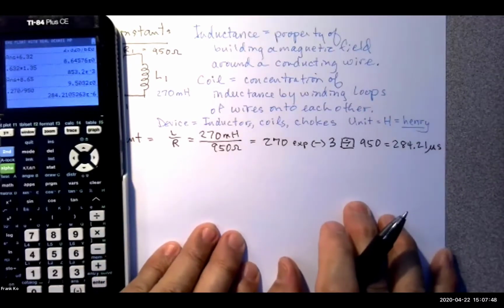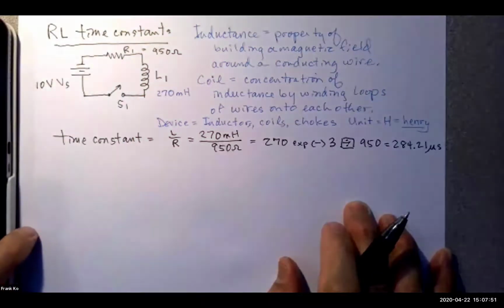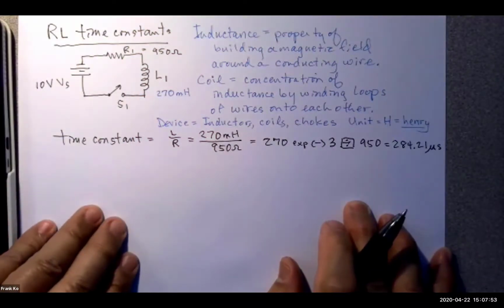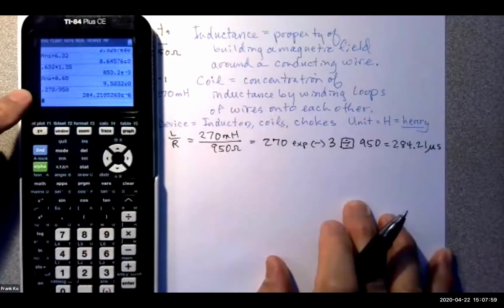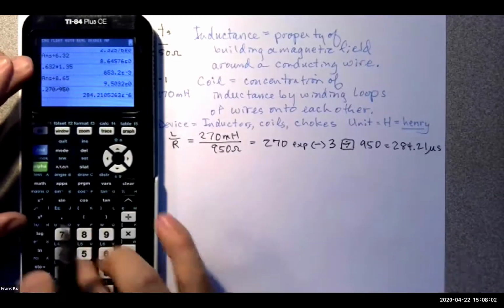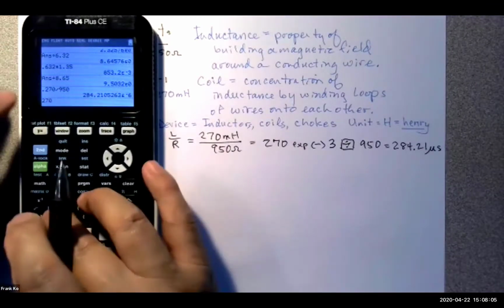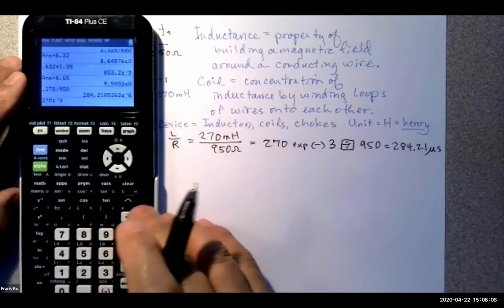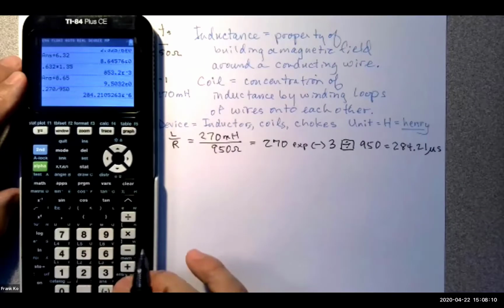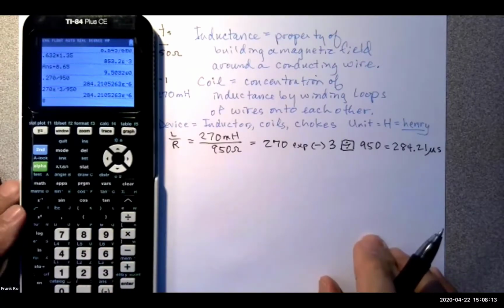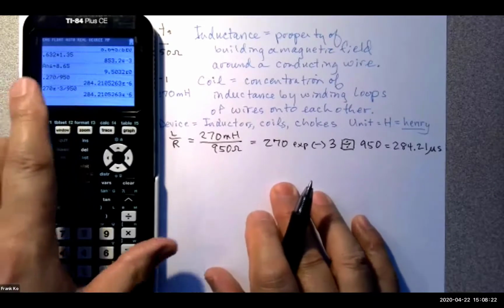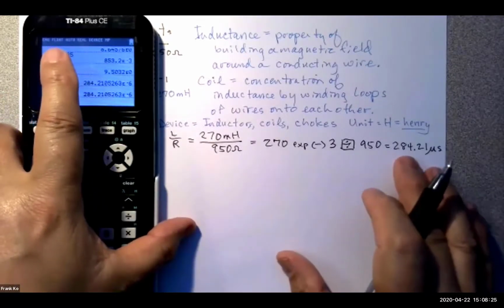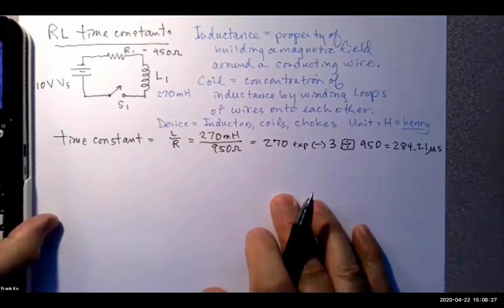Okay, Wenbin and everybody? Any questions about how to calculate the time constant? You're going to need a little more practice, my friend, on utilizing your calculator. And I'll do it again, 270 exponent negative 3, and then divide by 950. And that's what we have. So practice that until you are confident and comfortable with making the calculator demonstrate the correct result. Any questions does anybody have on the time constant?